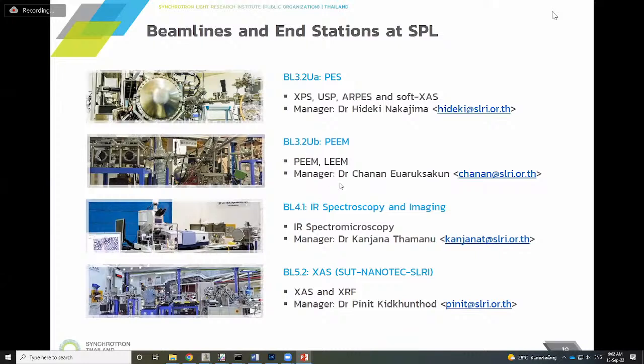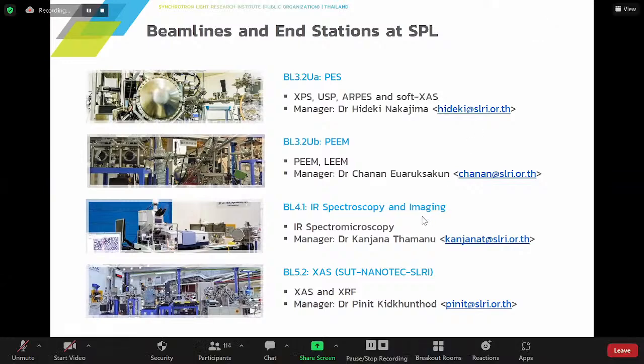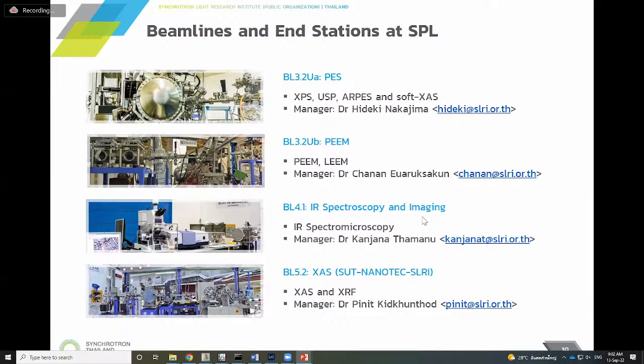U means undulator. So some kind like this. You can go to the website for more information, www.sri.or.th, to gain the details about all the beamlines and techniques and specifications that we can use.